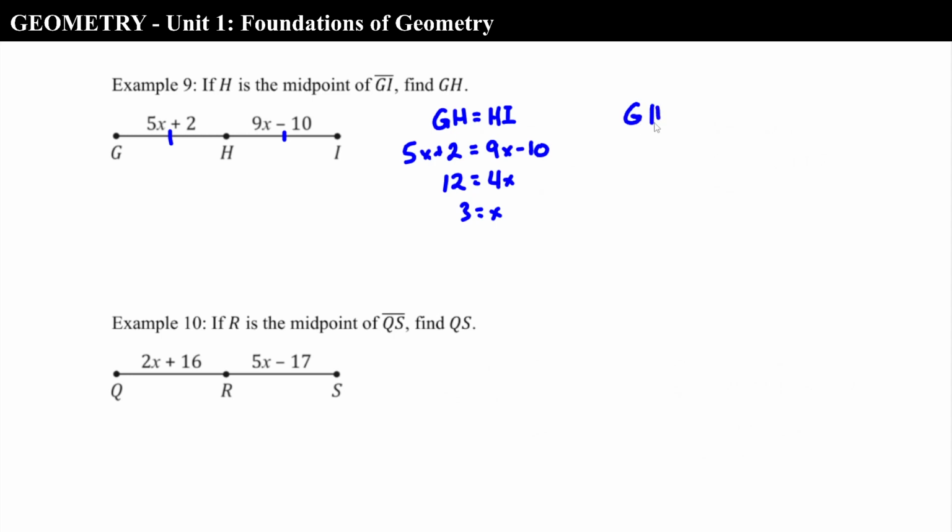But we want to find GH. So we know that GH is 5x plus 2. So we are going to substitute in our value for x. So we have 15 plus 2. So GH is 17.